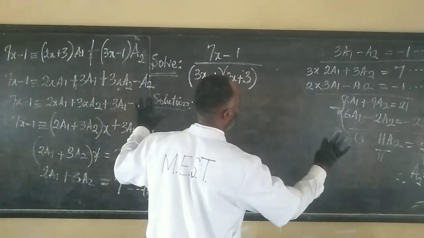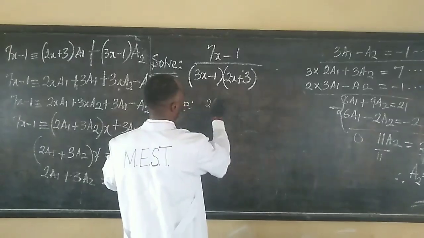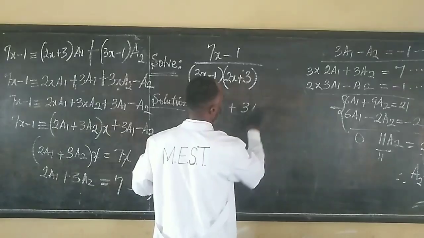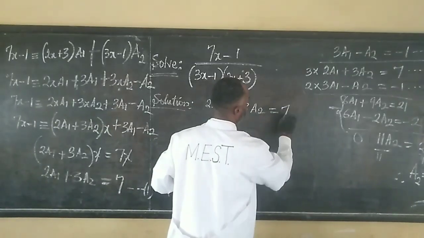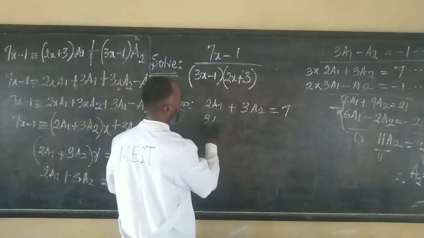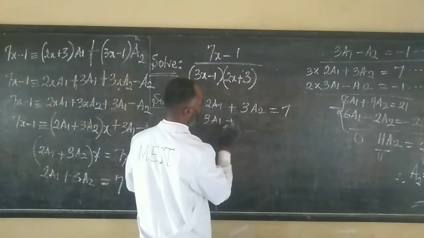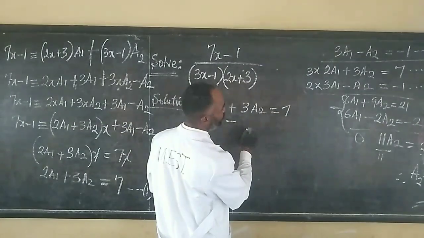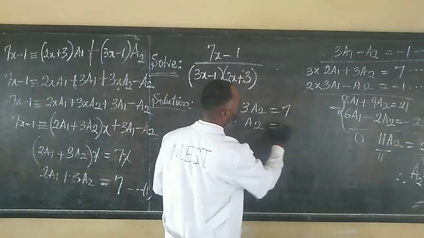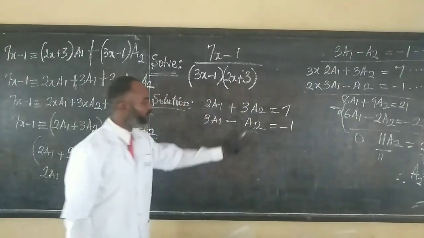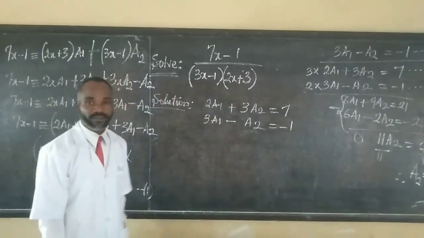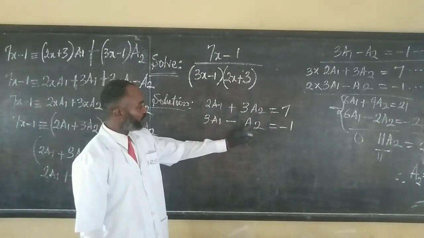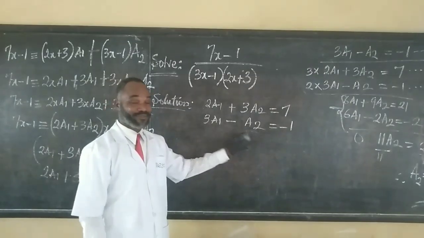We restate the equation once again. We have 2a1 plus 3a2 equals 7. And then we have 3a1 plus, sorry, this is minus a2 equals minus 1. So what do we do? We are looking for the value of a1. We want to eliminate a2.